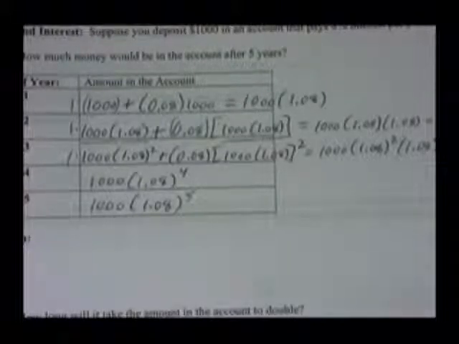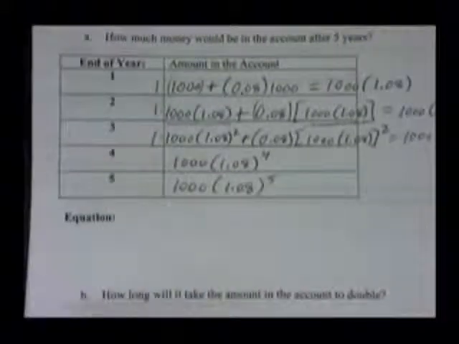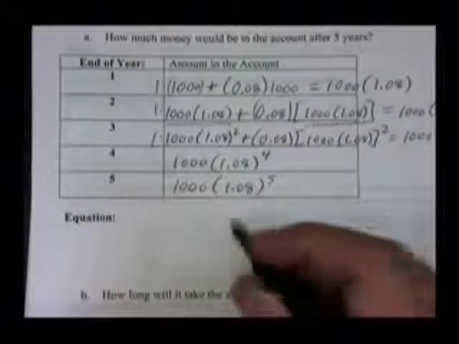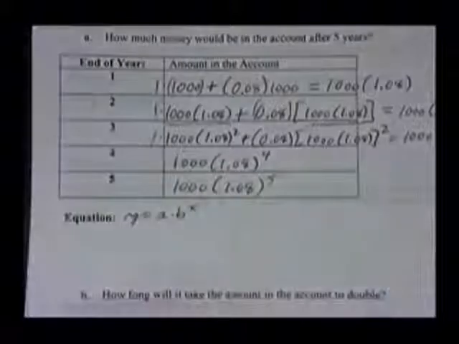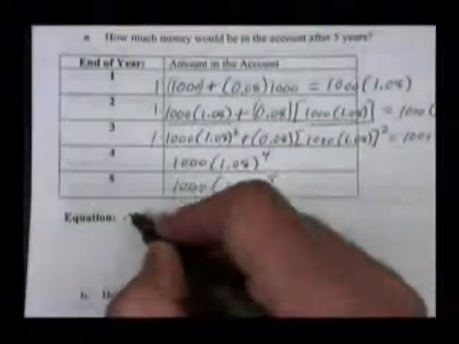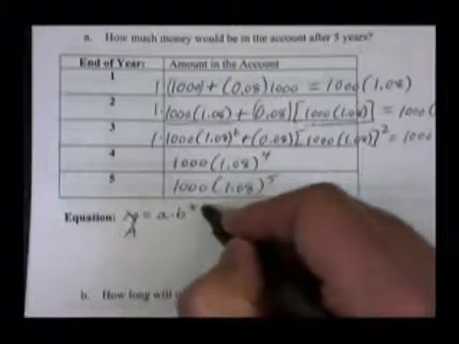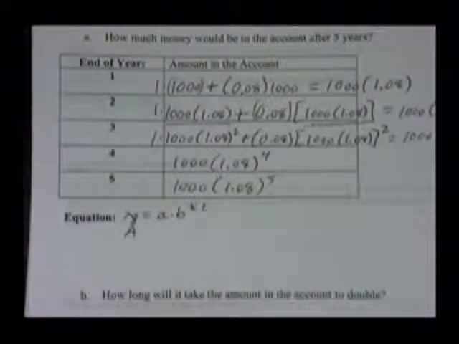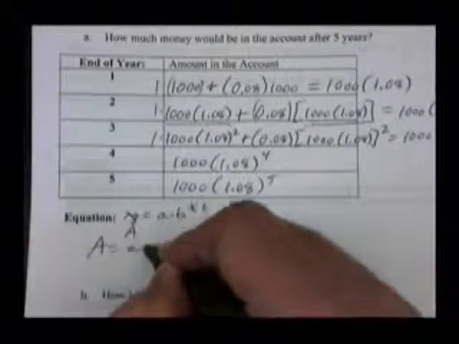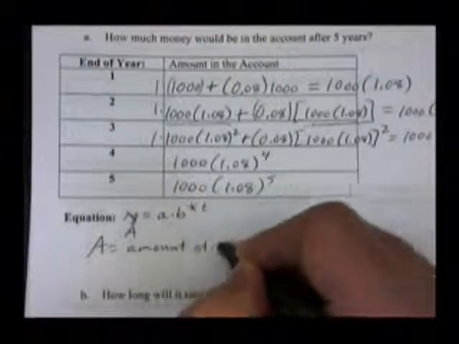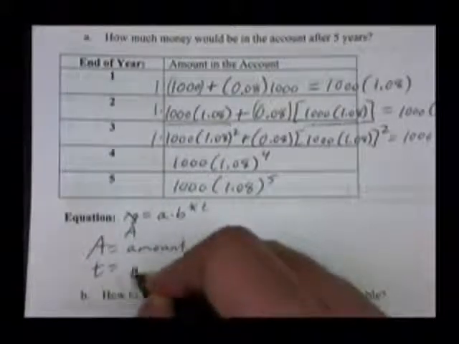So if we were to take and make an equation out of that, all right, again using our y equals a times b to the x, and see if we can figure out what these are. Let's replace the y with an a for the amount of money, and let's replace the x with a t for the amount of time. And let's just write down what all these things mean. So a is the amount of money, b is the number of years.